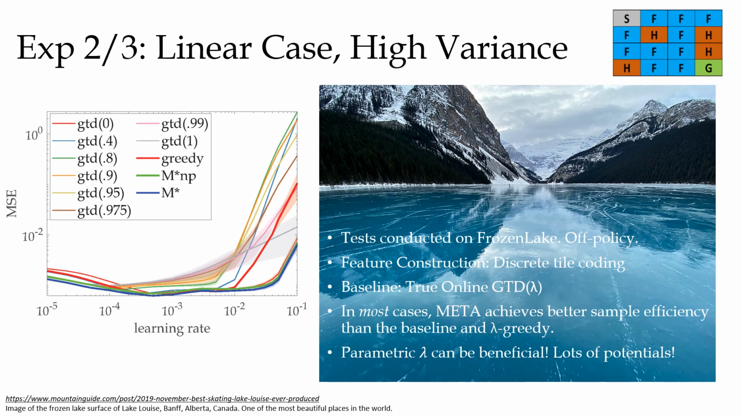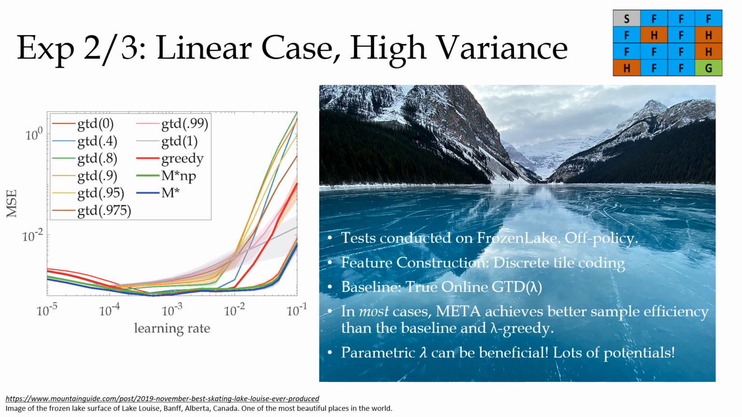For feature construction, to simulate non-tabular states, we use a discrete variant of tile coding to form overlapping tiles and enabled a linear functional approximator with the baseline method true online GTD lambda. In this experiment, we see the same patterns as in the first set of experiments.